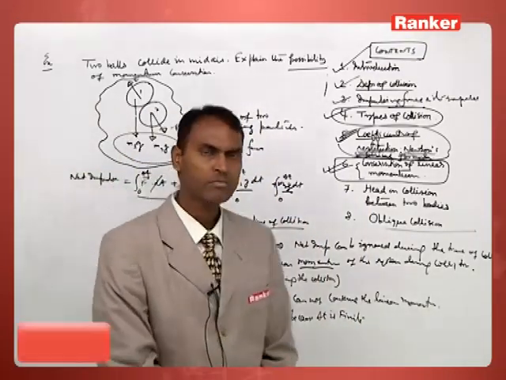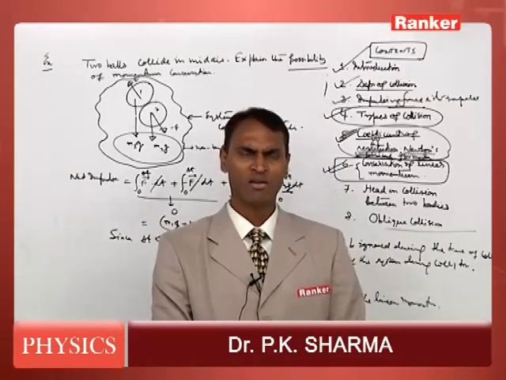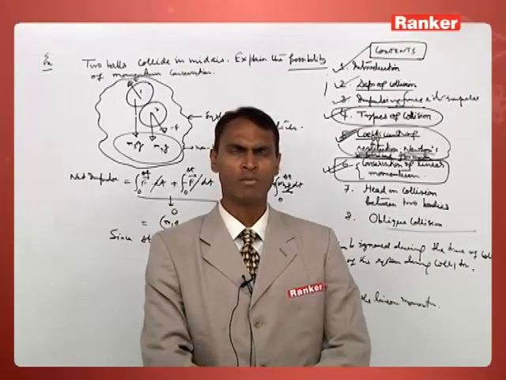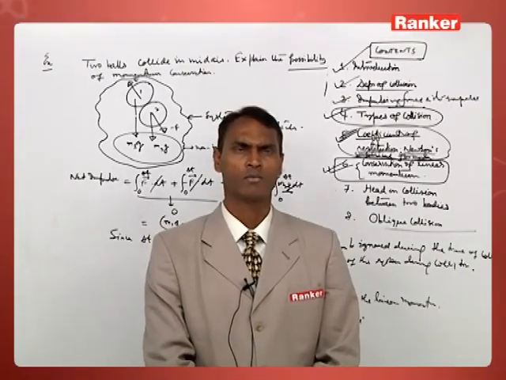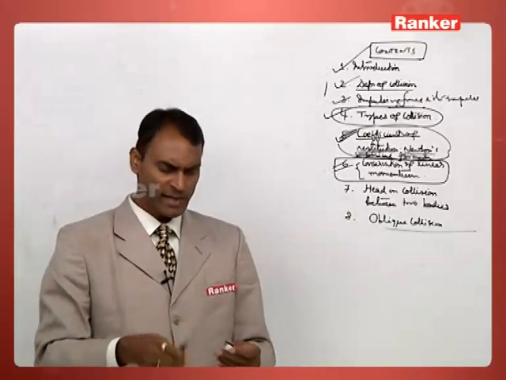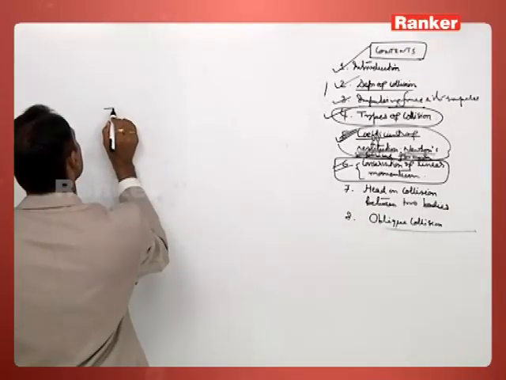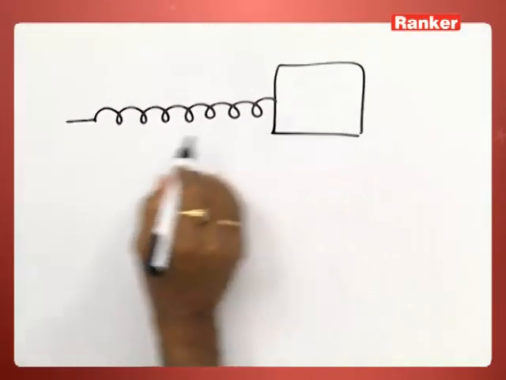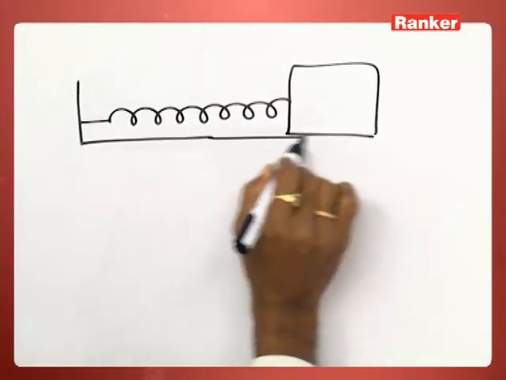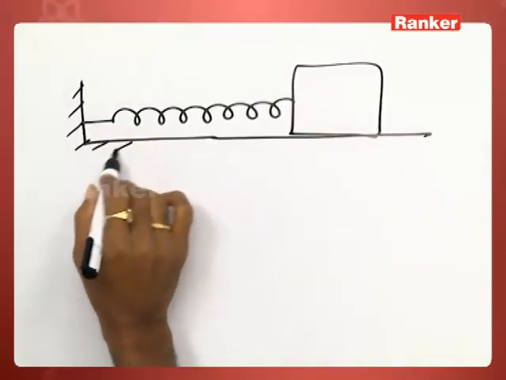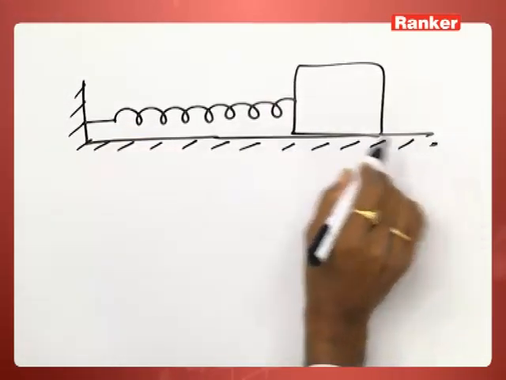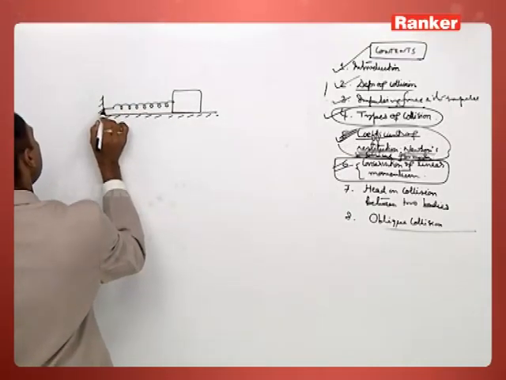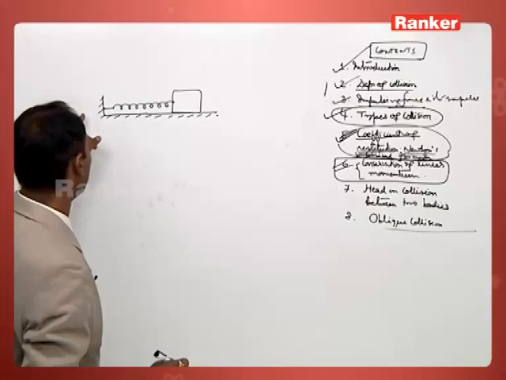Whenever no external force is acting on the system, we can conserve the linear momentum of the system. Let us take another example, which is a block connected by a light spring, which is fitted to this vertical wall.